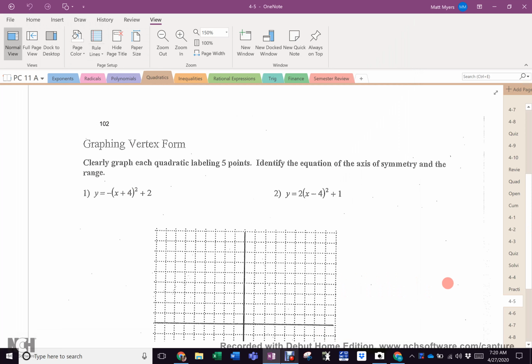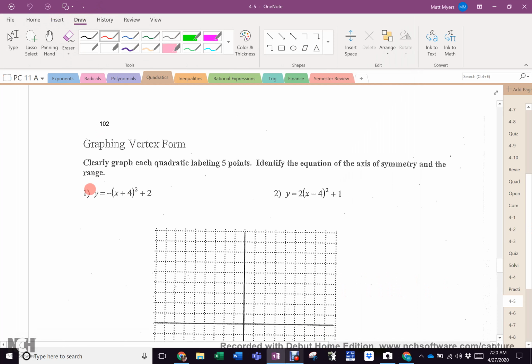Okay, so I'm going to do these with different colors. I'm going to do the odd ones in red and the even ones in blue. And I'm just going to put them on the same graph. So I want you to graph these and tell me 5 points.